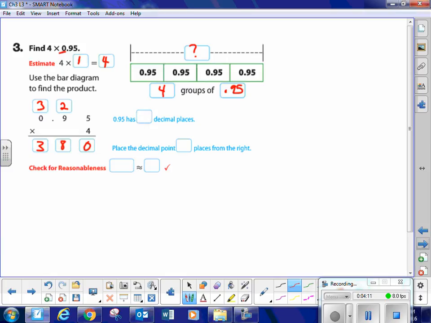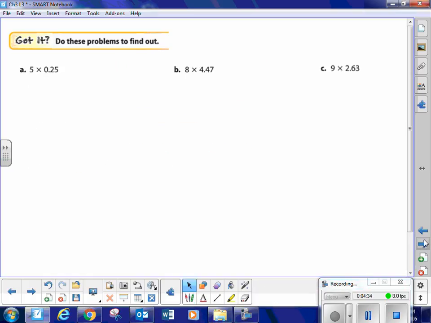Now how many decimal places? 0.95 has 2 decimal places, that's why I put that arrow. And then we place the decimal 2 places from the right. So we go 1, 2. Check for reasonableness: 3.8 is approximately 4. Excellent. All right, we'll do some examples.